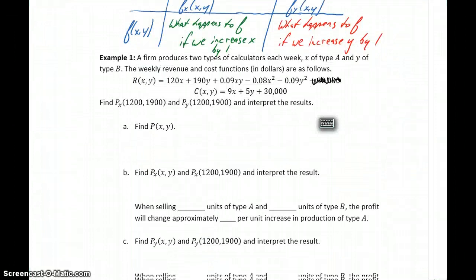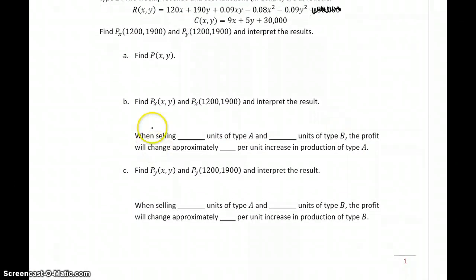So we get p sub x to be 111 minus 0.16x plus 0.09y, and we get p sub y, the derivative with respect to y, to be... oh, sorry, that should be 0.09x minus 0.18y plus 185. So we have our two partial derivatives.